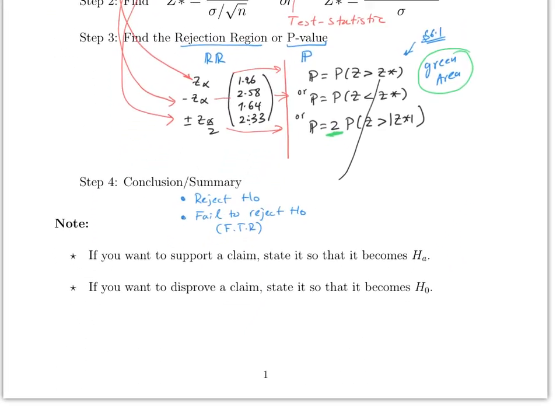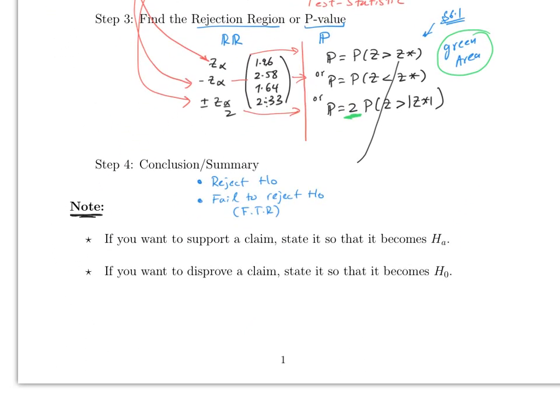Actually, look to this note, and this is what we're going to base it on. If you want to support a claim, then you state it as the alternative. Because remember, if you reject HO, then this is going to be true. And if you want to disprove a claim, then you state it as the HO, because then the alternative is going to be true. Let's do a couple of examples so you can see a connection to this.